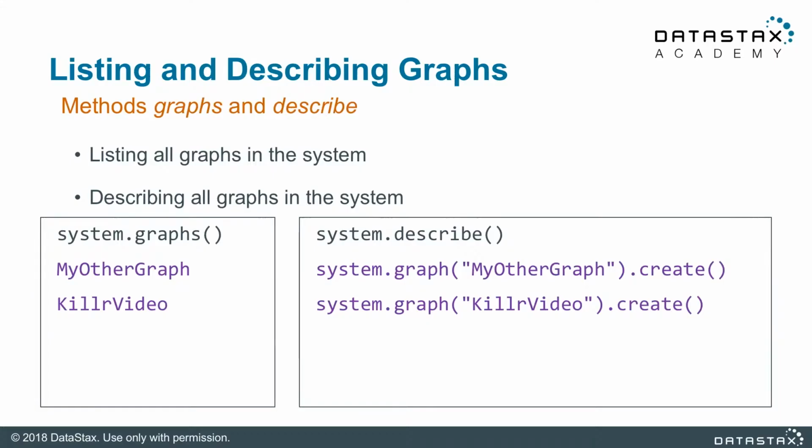To find all graphs in your DSE Graph cluster, use the graphs method of the system API. You can see here on this example the difference between the describe method, which will show how each graph was created, and the graphs method, which will simply list the graphs that exist in my cluster.